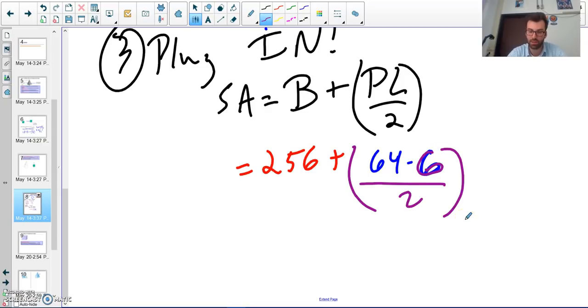If you're doing this in your calculator, be careful. Do 64 times 6 divided by 2, and then add 256 to it. I got 448 centimeters.